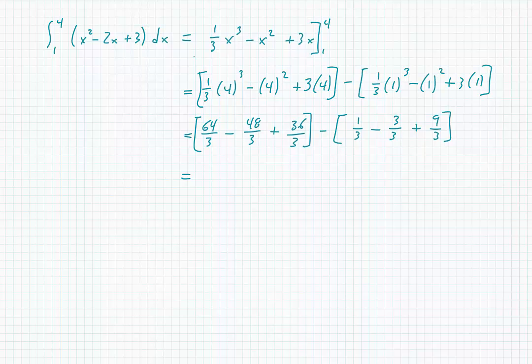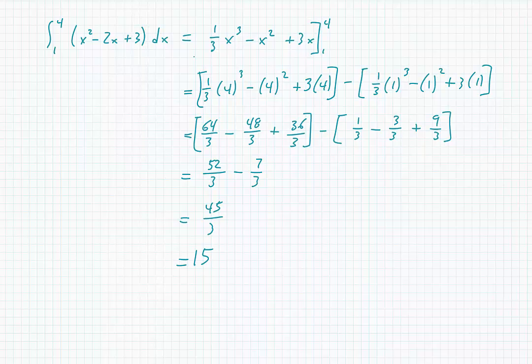I'm going to trust my calculator to do that for me here. And let's see what I get. I get 64 minus 48 plus 36. I get 52 thirds. And we're going to subtract. Let's see, we're going to have 1/3 and 9 thirds is 10 thirds minus 3 thirds is 7 thirds. 52 minus 7 is 45 thirds, or it looks like we end up with just 15 for that one.